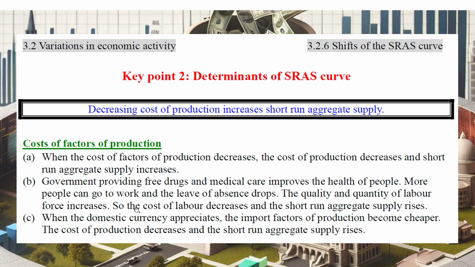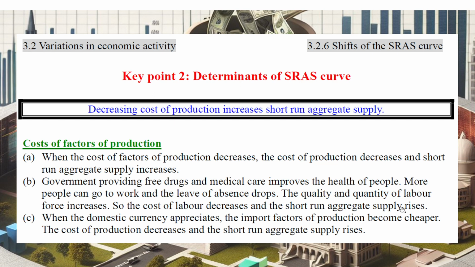Okay, so more people go to work and live and the leave of absence decreases, so the quantity and quality of labor forces increases. So it's an important thing. Quality and quantity of the factor of production increases. Okay, this time is labor by giving free drugs and medical care. Okay, so the cost of labor decreases and the short run aggregate supply curve increases.